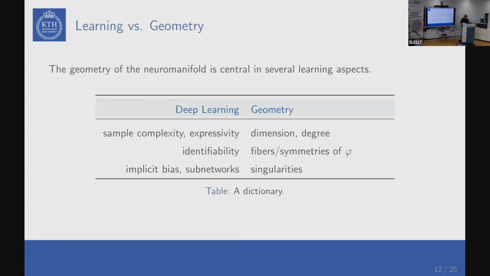Yeah, so to begin with, here I have a dictionary between some problems or questions in deep learning and some related objects, ideas or tools in algebraic geometry. I'm not going to go through this table because in the remainder of the talk, I'm going to go through every single point here and explain it in detail. So this, if you want, is a table of contents for the remaining part of the talk.